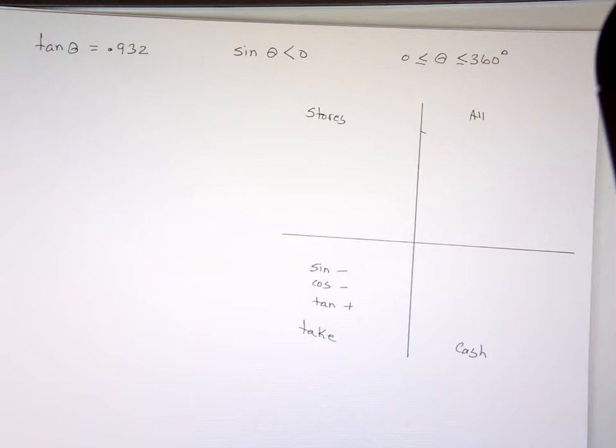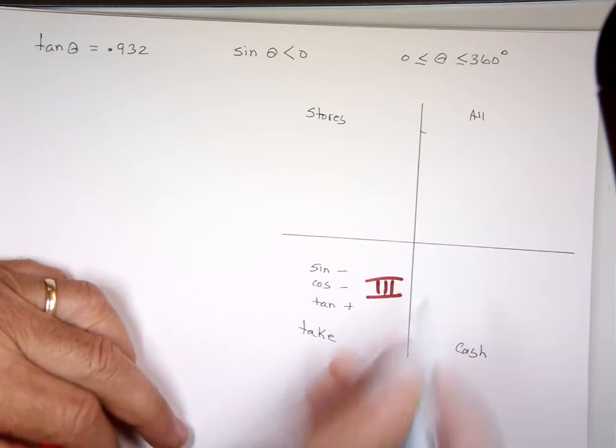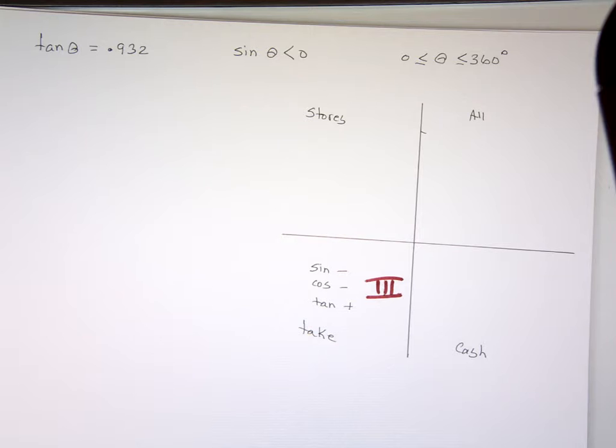So the answer, we're looking for one angle. It has to be in quadrant 3. That's the only quadrant where the tangent is positive and the sine is negative. So you're not going to have two answers here.